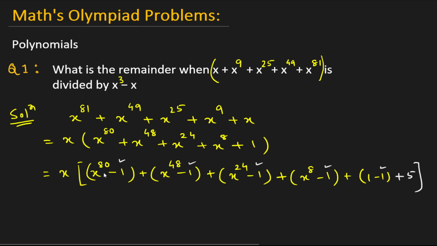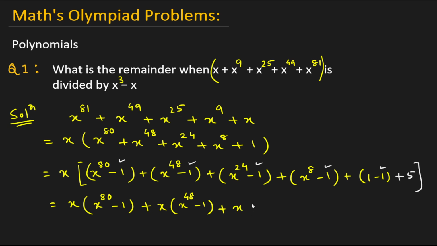So what we have now? If we multiply by x again, we have x into x to the power 80 minus 1. This will be the first factor. Then x into x to the power 48 minus 1, then x into x to the power 24 minus 1, x into x to the power 8 minus 1. Now this term is cancelled out: 1 minus 1 is 0, but 5 is left out. So outside we have x into 5, so this 5x is extra.